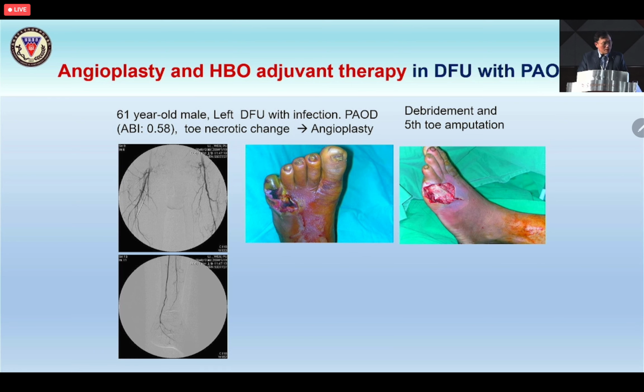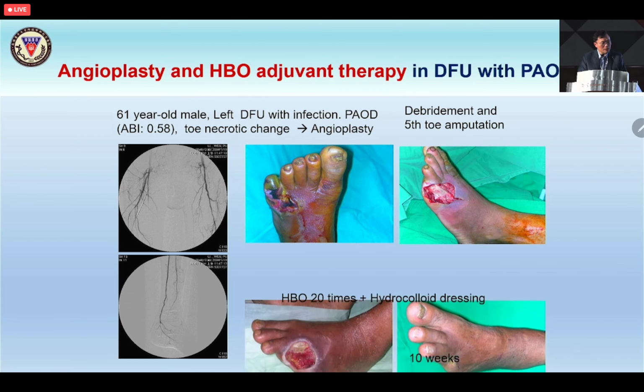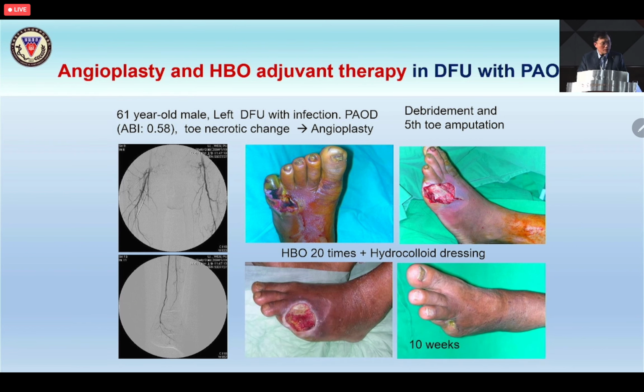Take this patient, who also had a diabetic foot ulcer and severe PLD. After arterial intervention with angioplasty first, he received a toe amputation because there was gangrenous change, and we gave antibiotics. Then he received hyperbaric oxygen therapy combined with hydration, and after around 3 months, the wound completely healed.